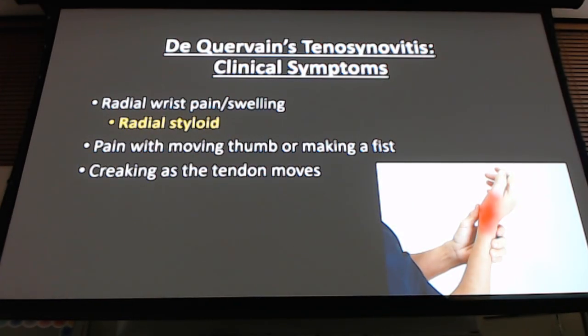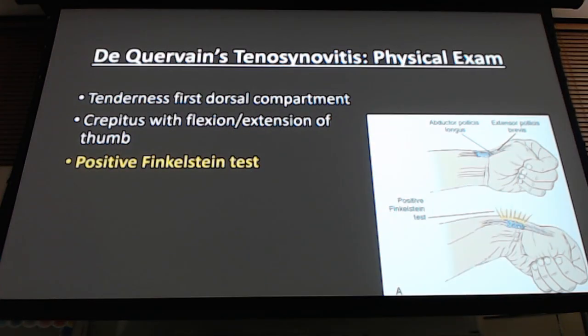Radial styloid. Which side? Radial. So that's how they're going to present. Your scenario will paint the picture of a radial-sided wrist pain. Pain with moving the thumb or making a fist. Creaking as the tendon moves. I actually had a patient that had a very profound case of this. It was impressive. It was almost like nails on a chalkboard. It was pretty bad. But you see that red splotch there? That's your pain distribution. Makes sense? Okay. So this is de Quervain tenosynovitis.